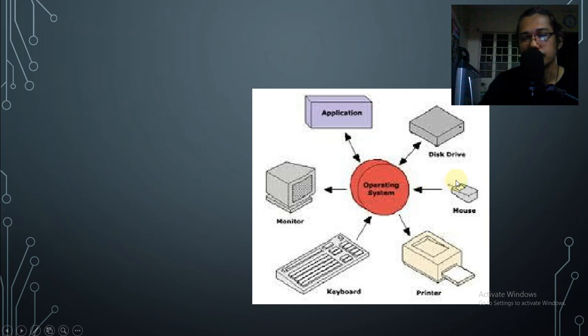Okay, so if you command your computer to save a file, the operating system will give the disk drive the command to save the file. Or you tell the disk drive to open a file. So that's why the arrow here is vice versa. It can be input and also output.